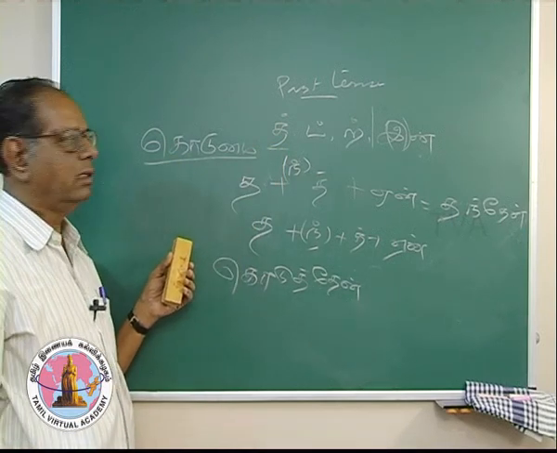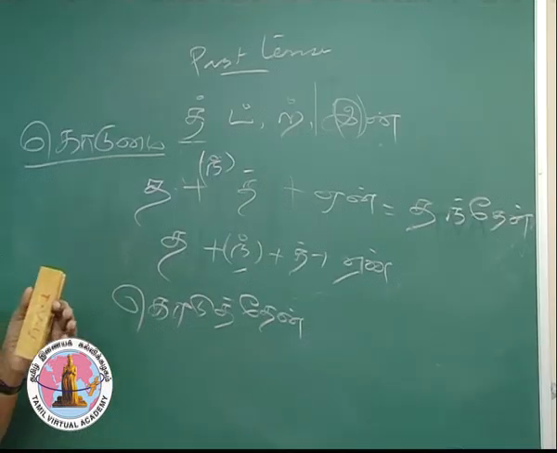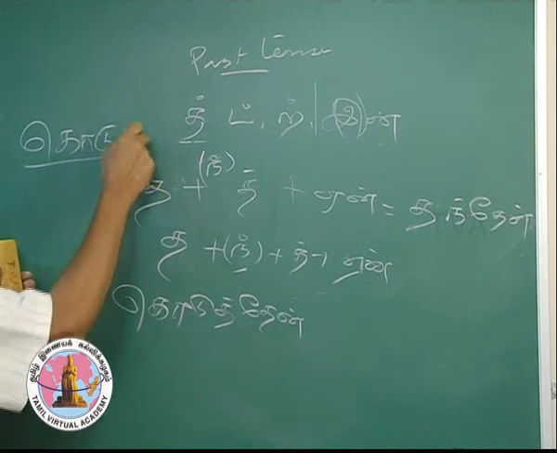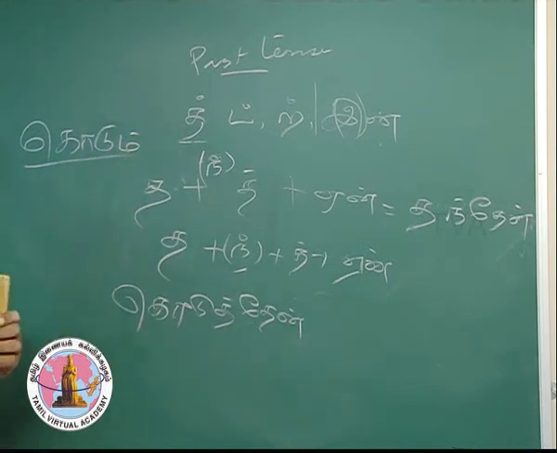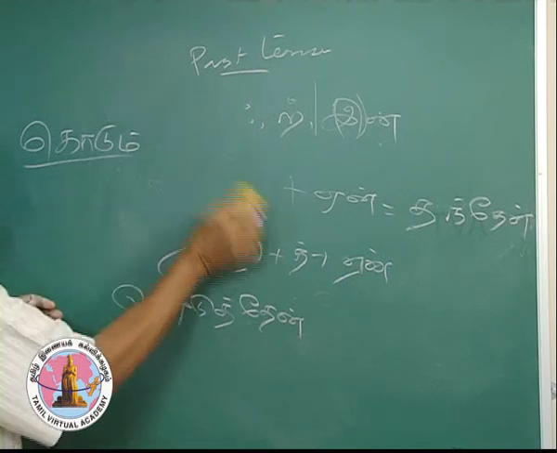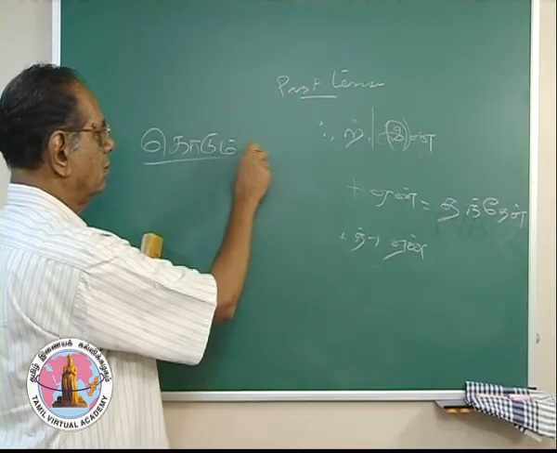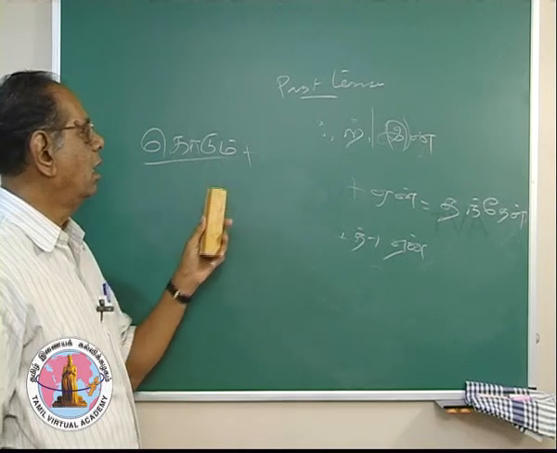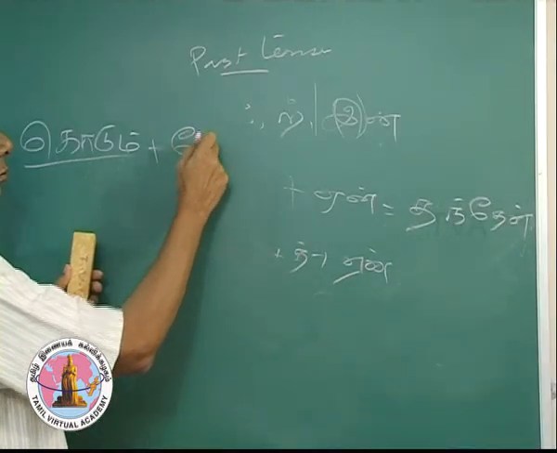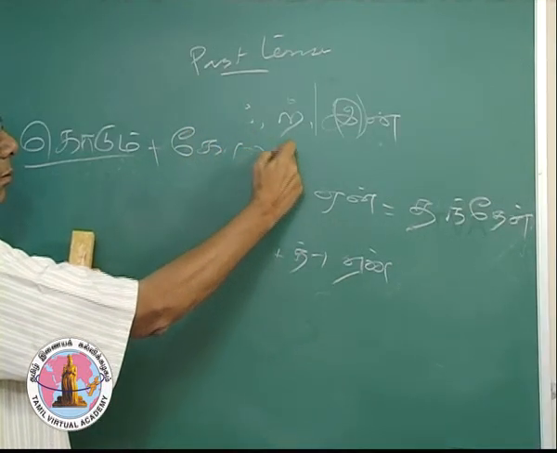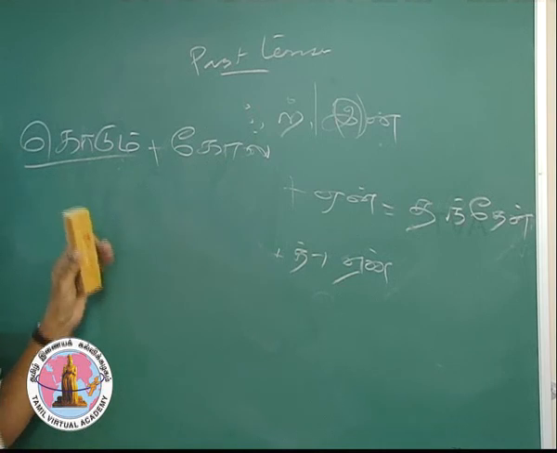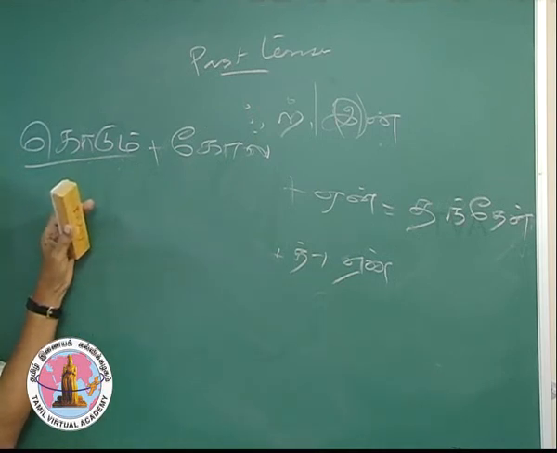kodumai, something unpleasant. When it becomes an adjective, it will be kodum. So when you have a noun here, the first letter will have to accept this. Kodum, harsh.